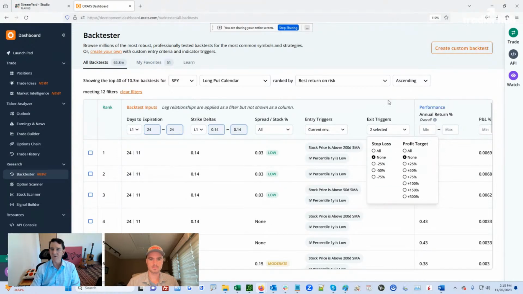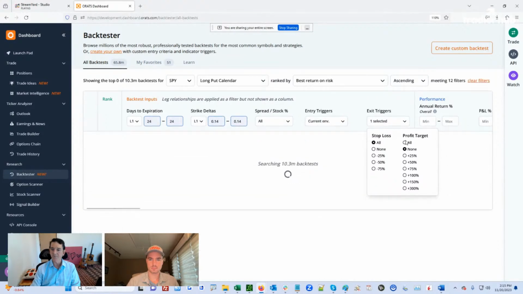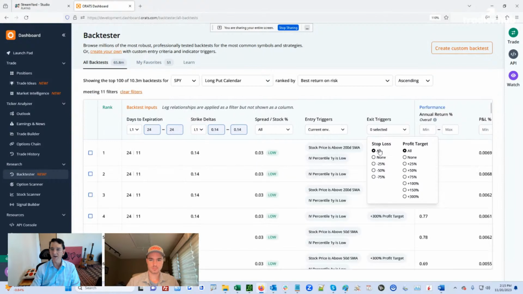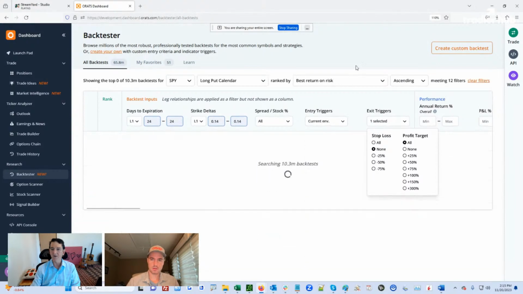So we didn't have any exit triggers on this. I can show all of them. And you can see how I don't like to use stop losses on calendar. So I'm not going to do that. I'll do none on the stop losses, but profit targets.